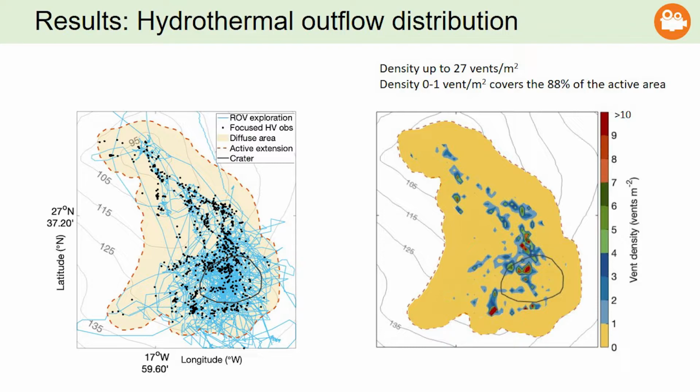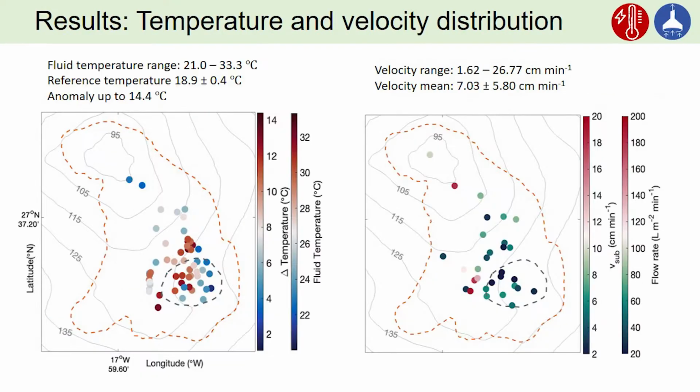And also we can see that the density between 0 and 1 is the dominant regime here. So here we have the temperature results and the velocity results. Each dot is the station location. And again, we can see how different the temperatures are, that they vary from 21 up to 33.3.